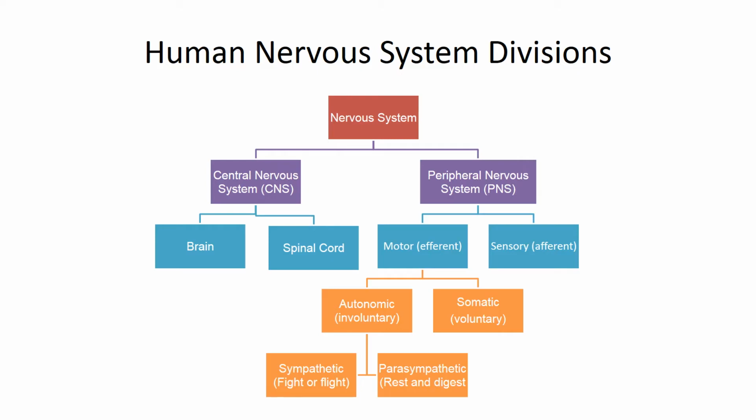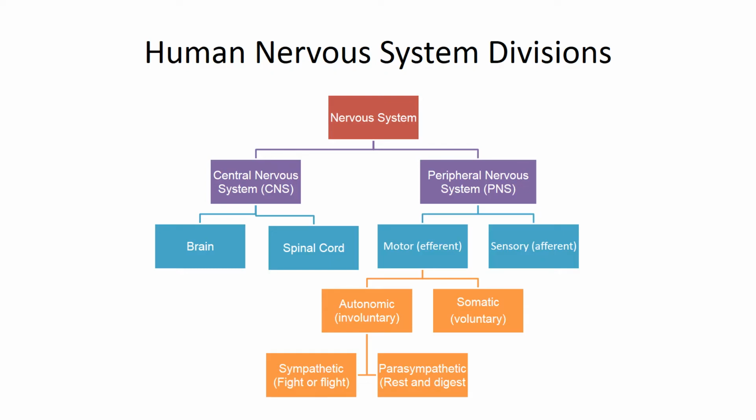which detects stimuli both internally and externally, and a motor division, which responds to stimuli by movements, like muscles, or secretions, like glands. And the motor division has two further subdivisions. The somatic nervous system, where responses are voluntary, and the autonomic nervous system, which contains responses that are involuntary, and is sometimes referred to as the general visceral motor system.